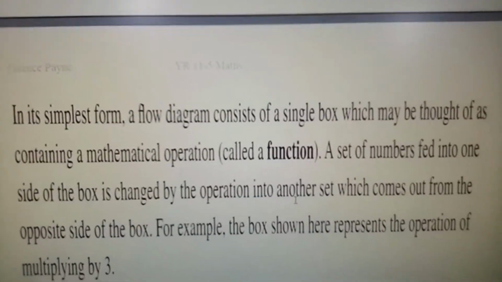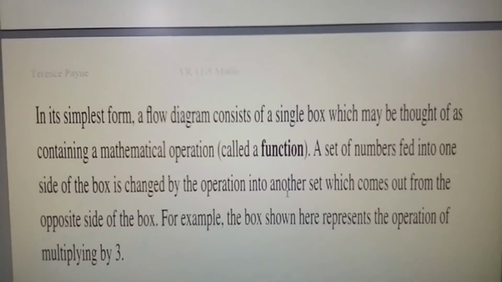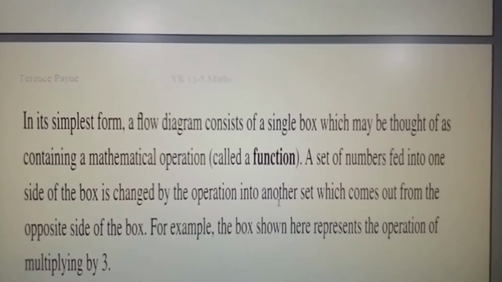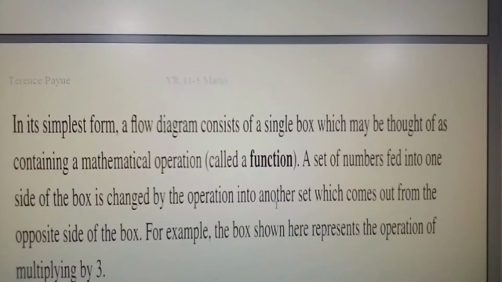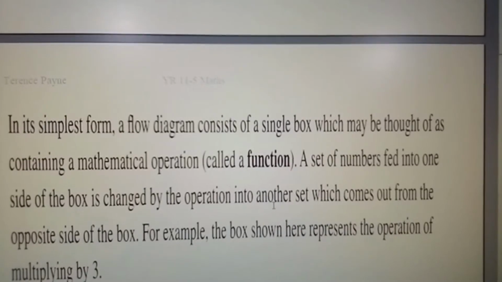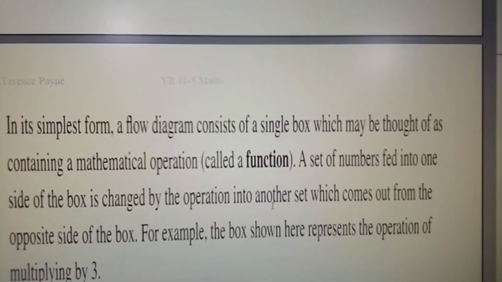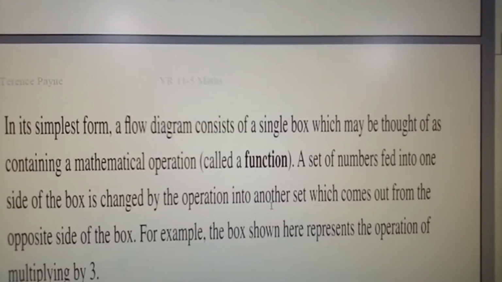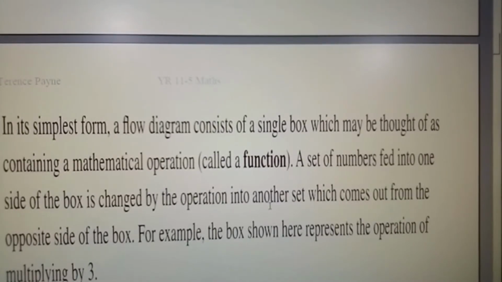Okay, let's just get this in. Let's see if we can get this up. Right, in its simplest form, a flow diagram consists of a single box which may be thought of as containing a mathematical operation called a function. A set of numbers fed into one side of the box is changed by the operation into another set which comes out from the opposite side of the box. For example, the box shown here represents the operation of multiplying by 3.